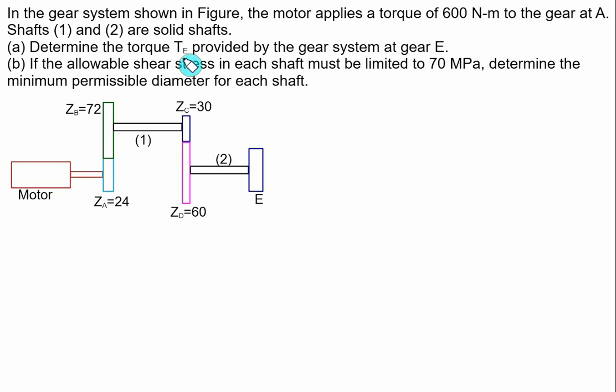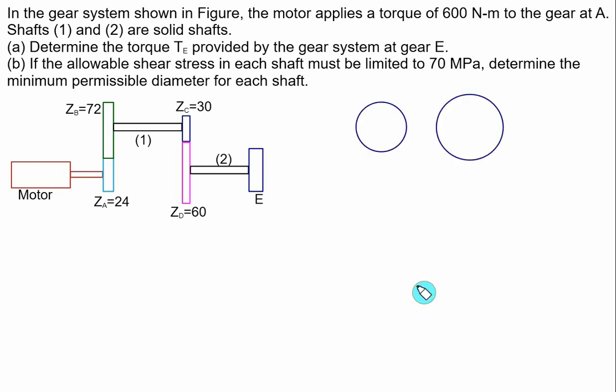We want to find out the torque T provided by the gear system at gear E. If the allowable shear stress in each shaft must be limited to 70, determine the minimum permissible diameter for each shaft. So for shaft 1 and shaft 2, we have to find the diameters D1 and D2, and the permissible shear stress is given as 70 megapascal. In addition to this, the torque at gear A is equal to 600 Newton meter, and the torque at gear E you have to find out.